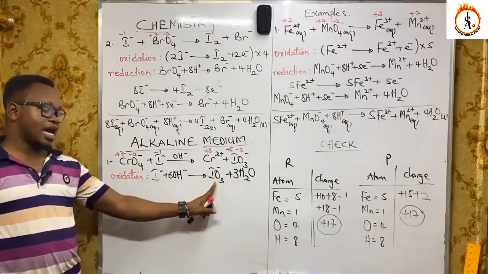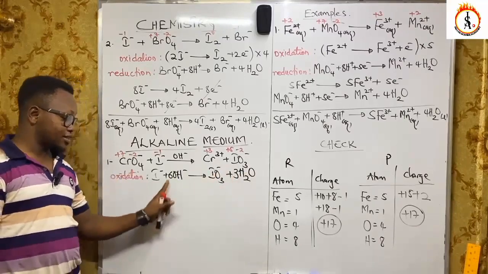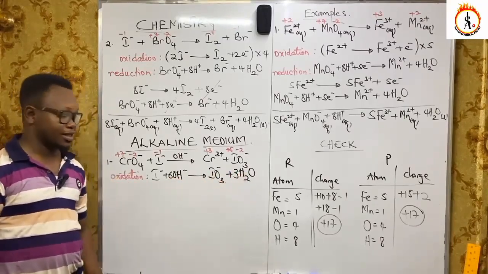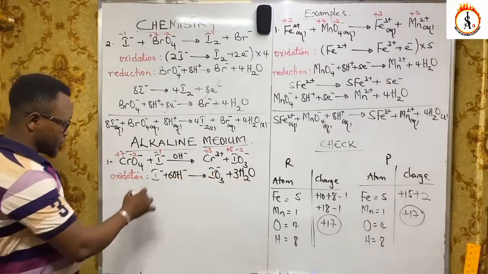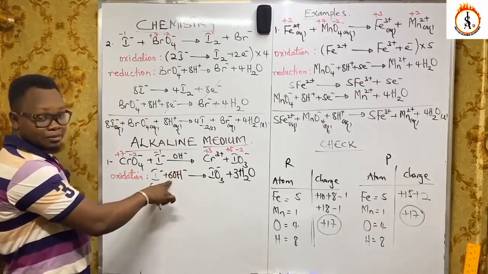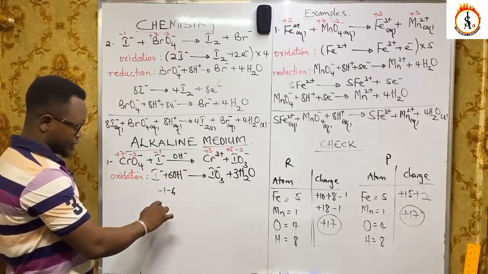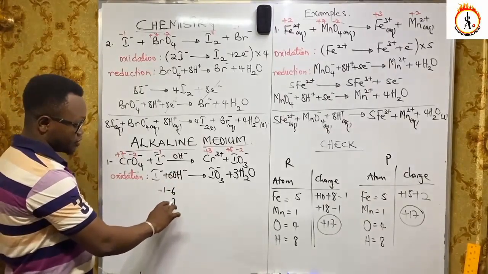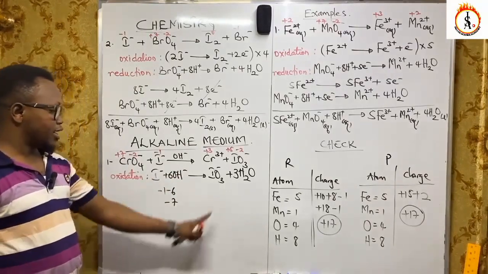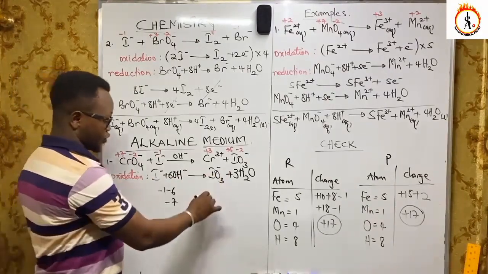Iodine 1, iodine 1. Oxygen 6, 3 here plus another 3, 6. Hydrogen 6, 3 by 2, 6. So we balance the charges. The charge we have is -1 and the charge is -1. But you multiply it by this, which gives us -6. So the total charge on this side will give us -7. And we look at the charge that we have on the side here. Just this one, that is -1.